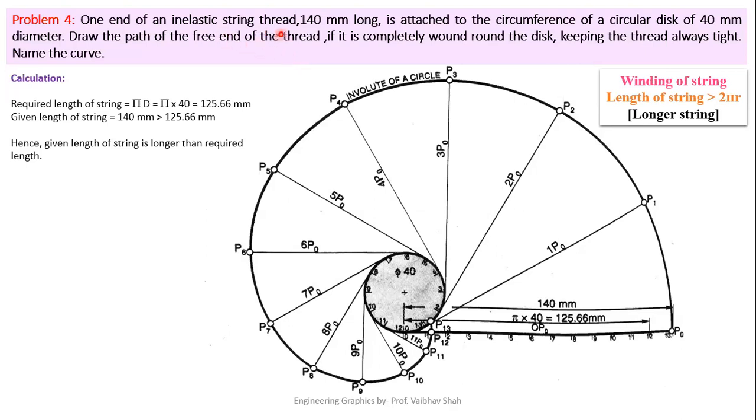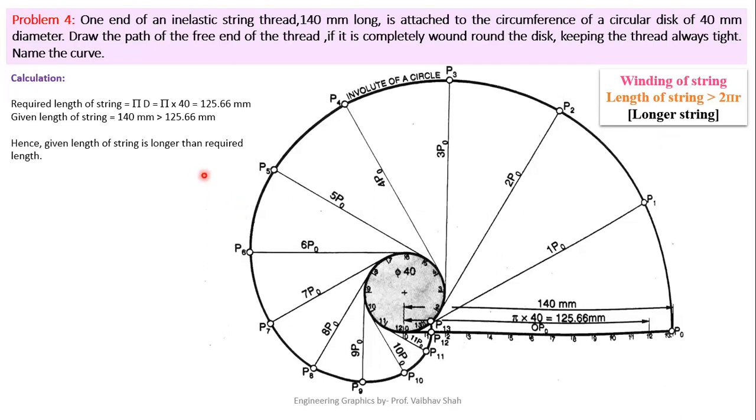So here our involute thread length is given as 140 mm long, which is the given length of the string, and which we have to wind round the circular disc of 40 mm. That means this is the diameter of the circular disc. We are having two data. Before moving ahead, we must assume certain data. So here, for winding of string, we are assuming the length of the string is greater than 2 pi r, or the circumferential distance of a circle, and this is obviously a longer string case.